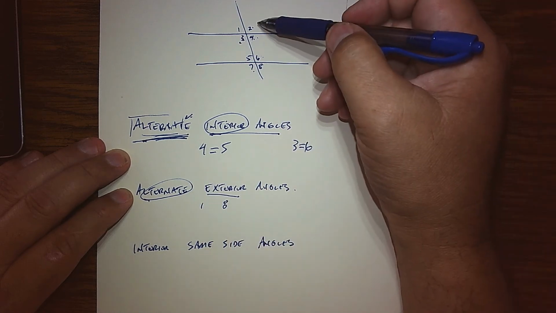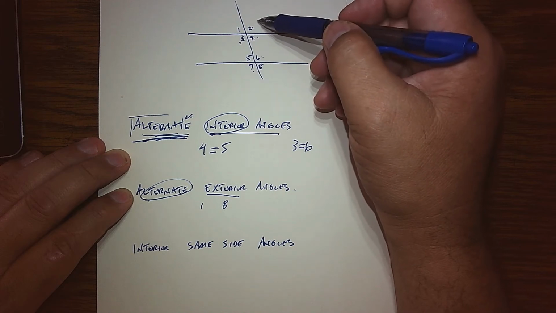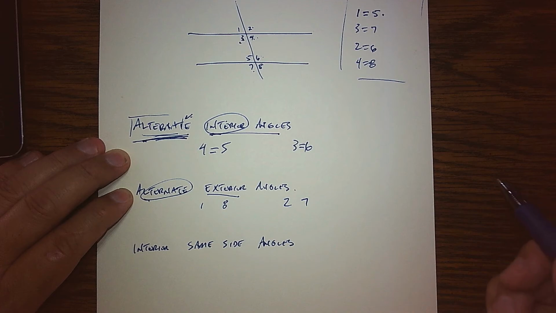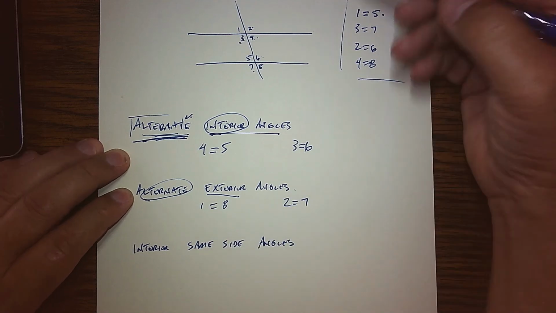Right? And then the other set, if we go to the other side, the exterior angle 2. On the alternate interior exterior, it would be 7. So 2 and 7. And of course, it turns out that these are also equal for all the same situations.